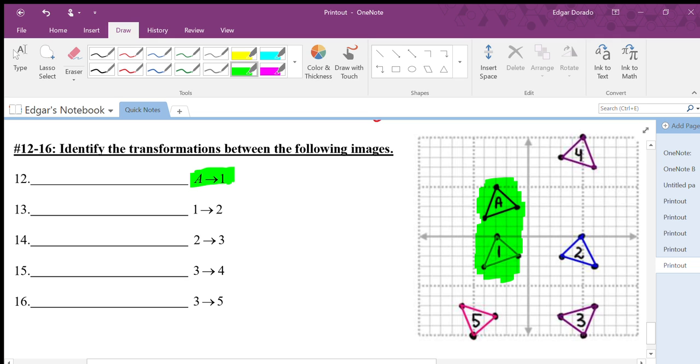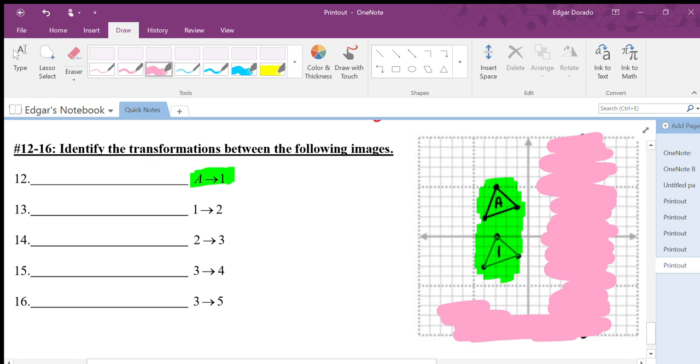Well, doesn't look like we reflected. So first off, you don't need to look at any of these right now. Don't even look at those. We just have to focus on these two. So let's see. Well, it doesn't look like we are reflecting. It looks more like we're translating.